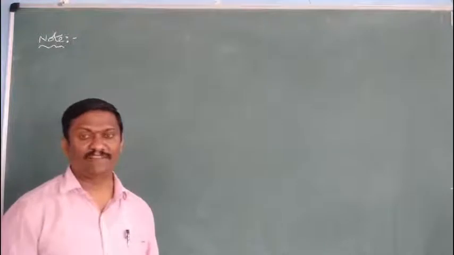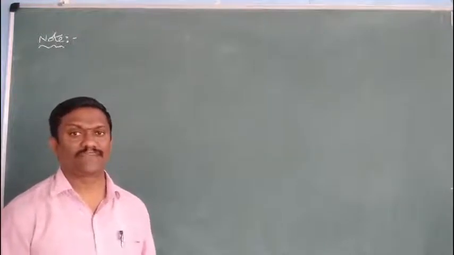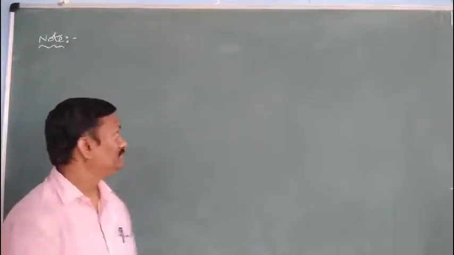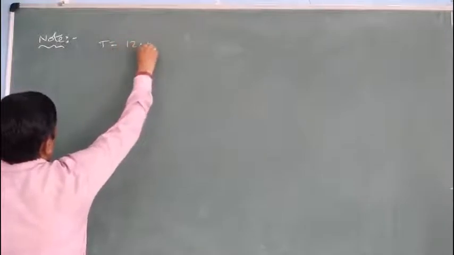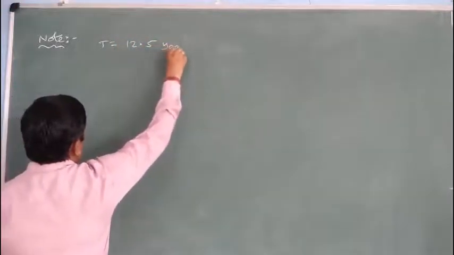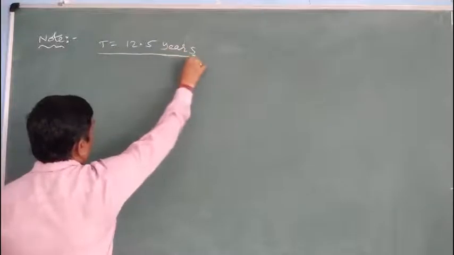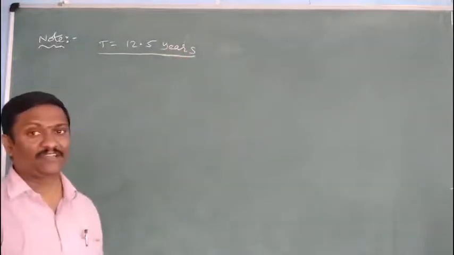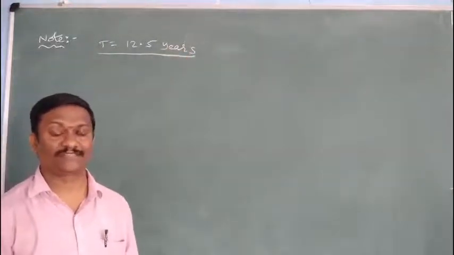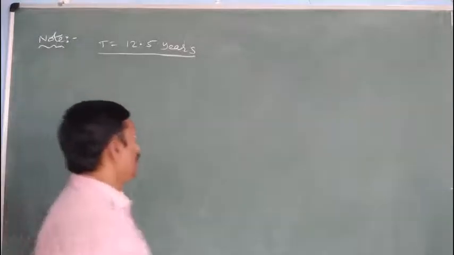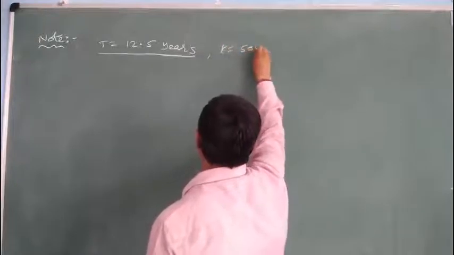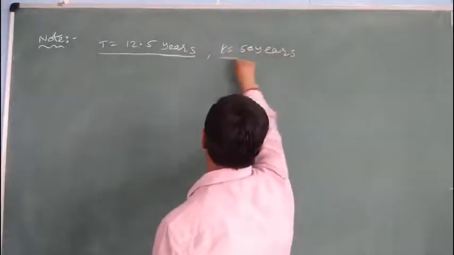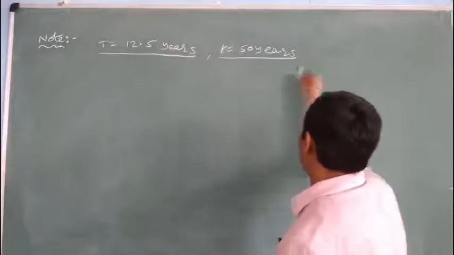Next, based on this half-life period, some example problems are there. For example, the half-life period of a radioactive substance is given as 12.5 years. Then, after completion of 50 years, what is the fraction of atoms?